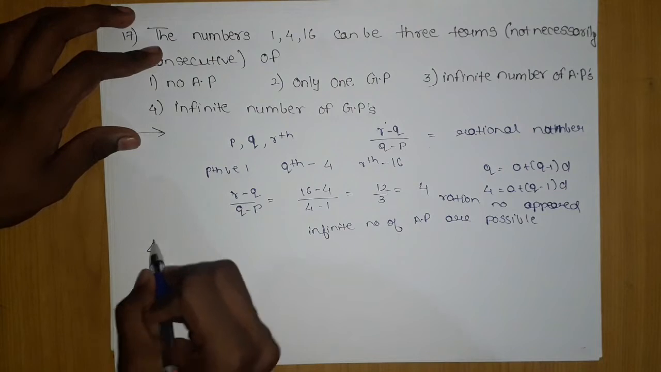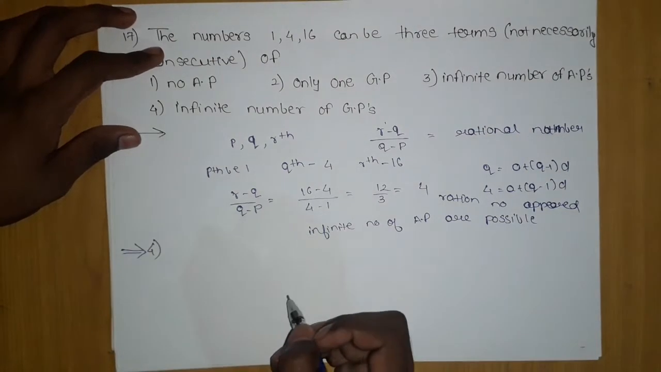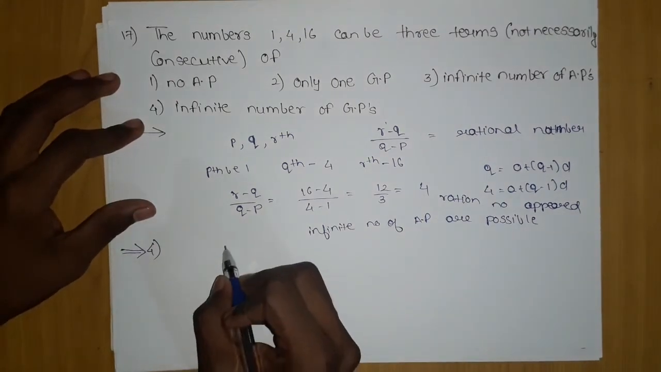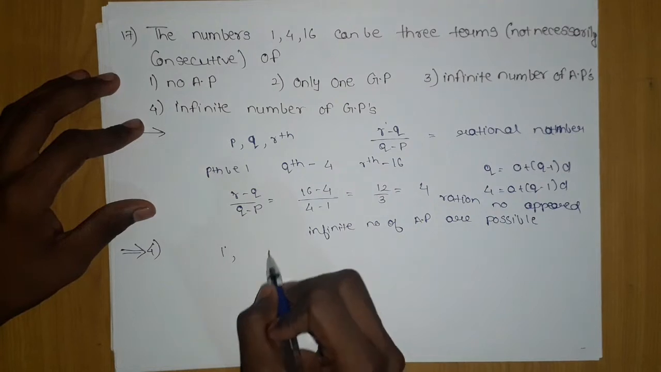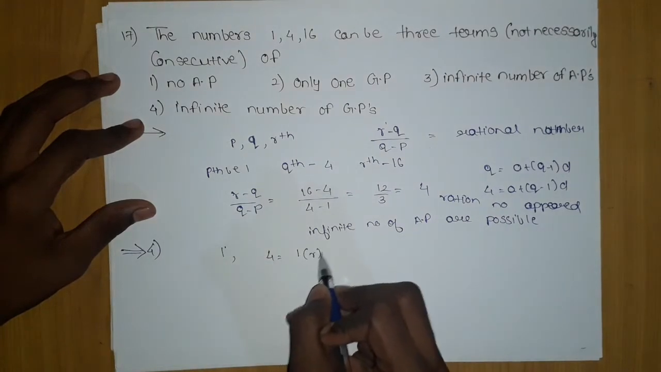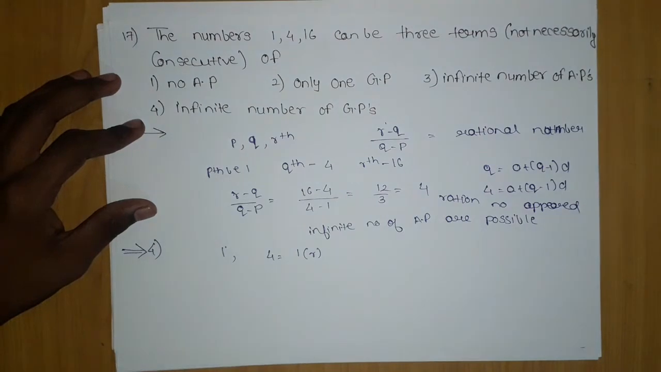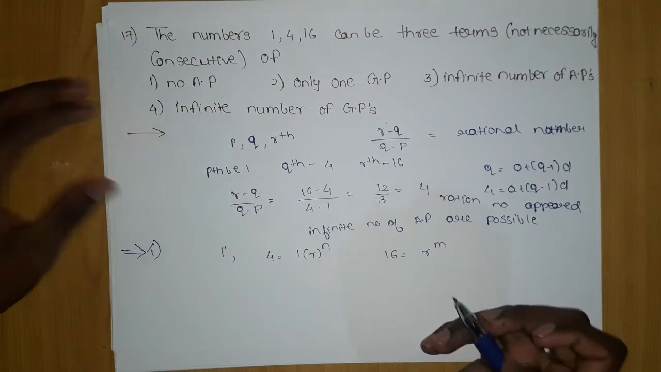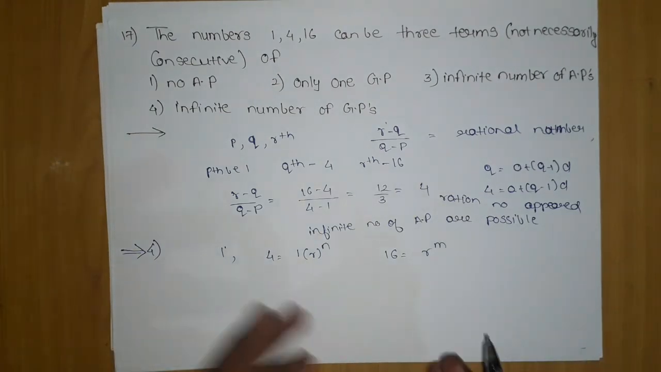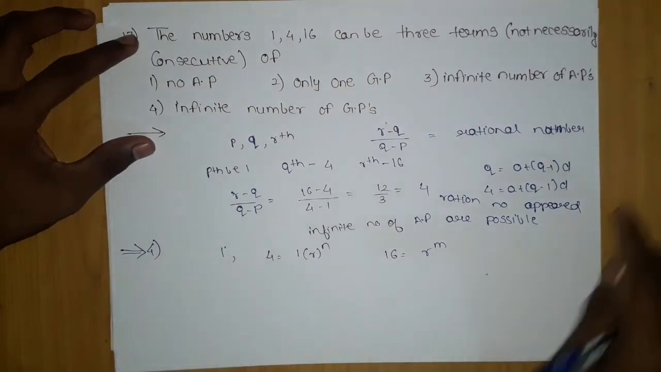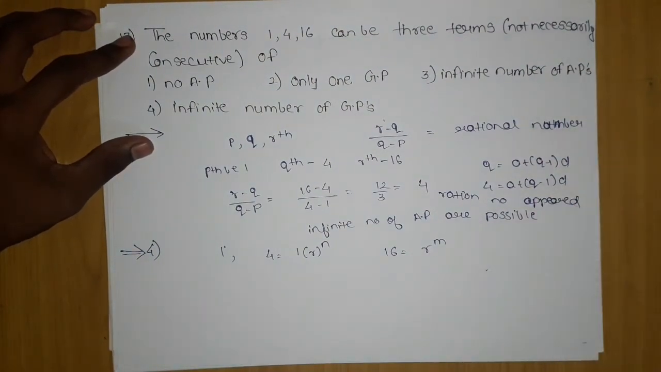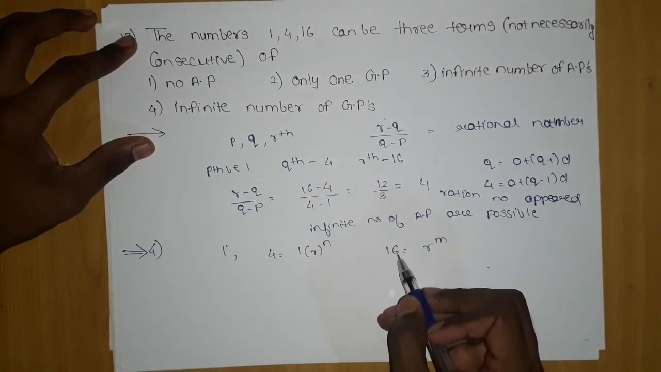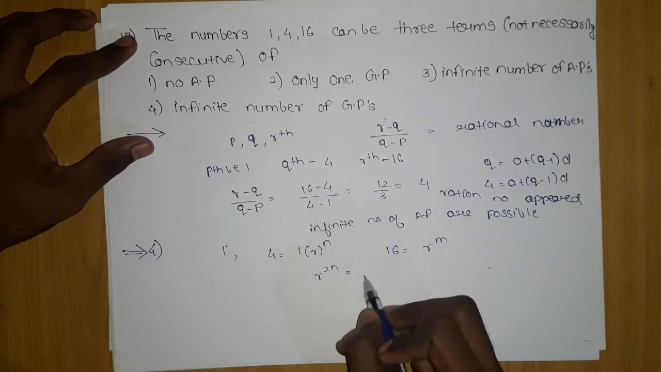Now let's check the fourth one: infinite number of GPs. How to check that? If I consider 1 as the first term, it is fine. The second term 4 equals a into r power n, say some nth term, and 16 is nothing but the r power m term. But in GP, the way we check whether infinite GPs or only one GP is possible is by comparing them. How can we predict that? Since 16 is just the square of 4, r power 2n should be equal to r power m.